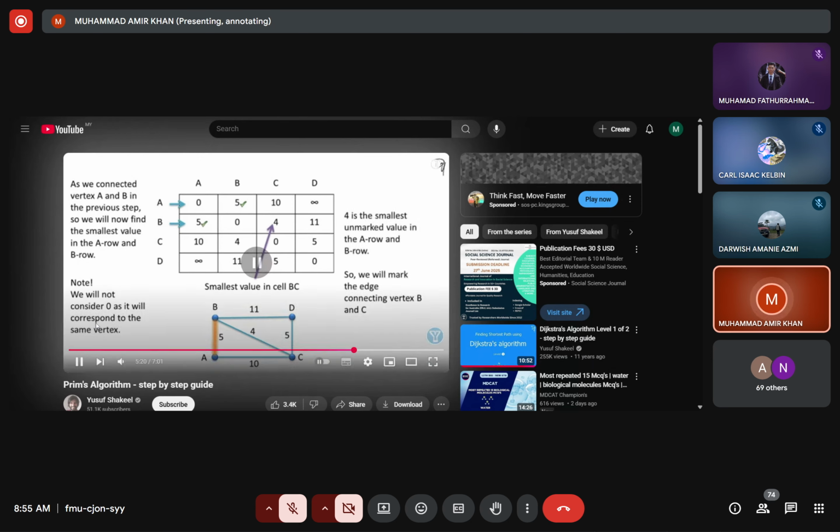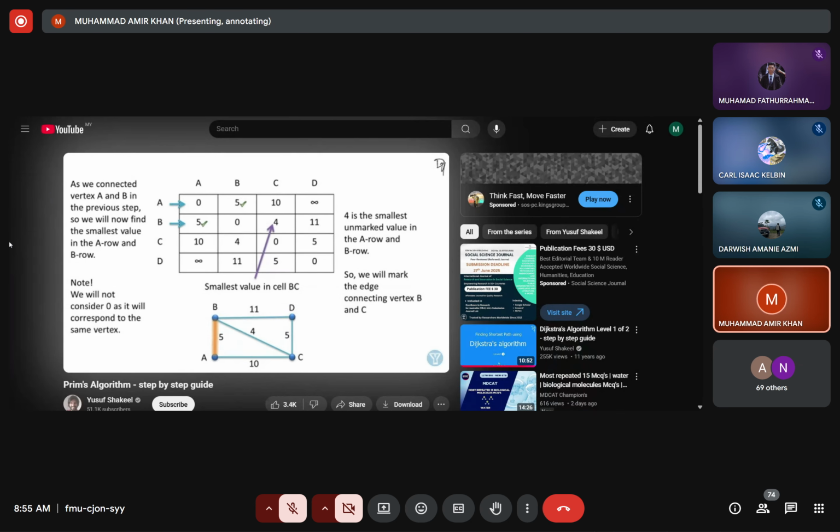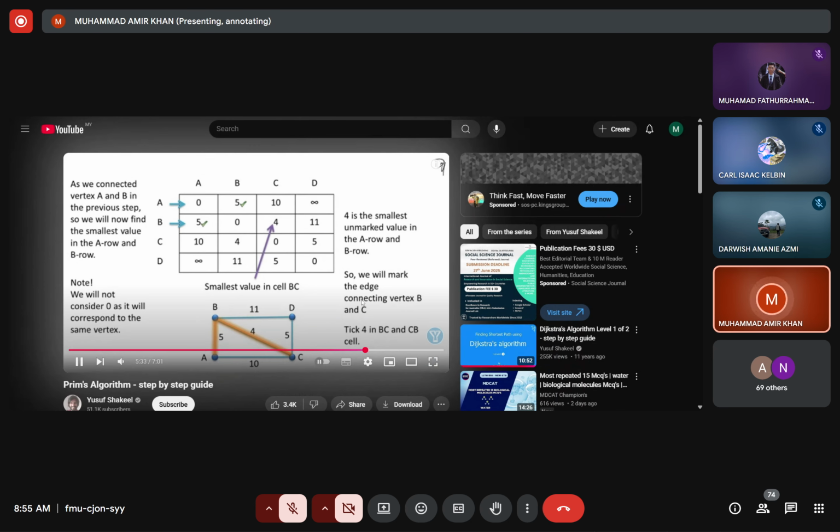Same thing. 4 is the smallest unmarked value in rows A and B. So we will mark the edge connecting vertices B and C. We mark B and C. Yes. So take the BC and CB cells.